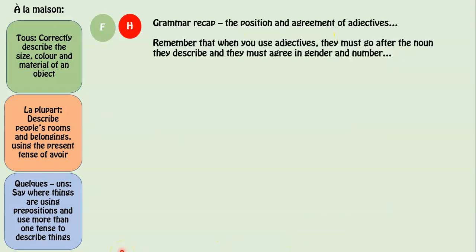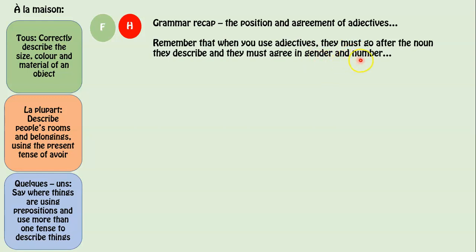Okay. Donc, grammar recap. Okay, so the position and the agreements of adjectives. You need to remember that when you use an adjective, it goes after the noun. Okay, so you saw the colours there, you saw what things were made of. They always go after the noun that they describe. And they must agree in both gender and number. So when you saw une étagère blanche, I think it was, you saw that it was blanche and not blanc because it agreed in gender. Une étagère is feminine, so the adjective has to agree.